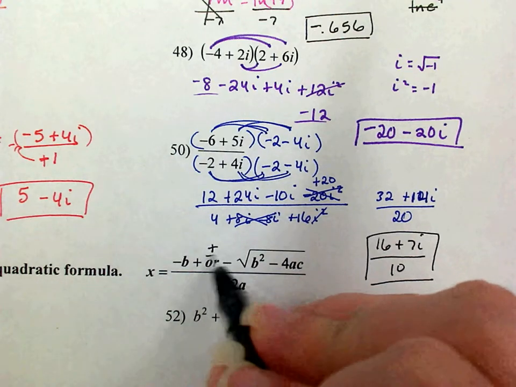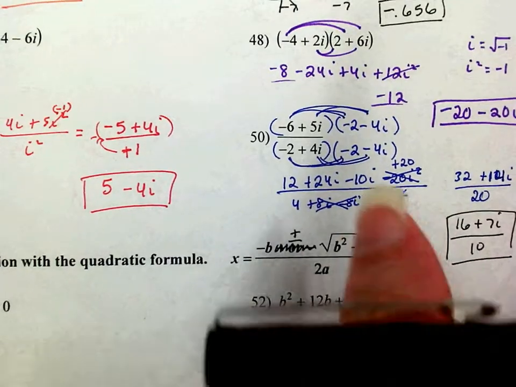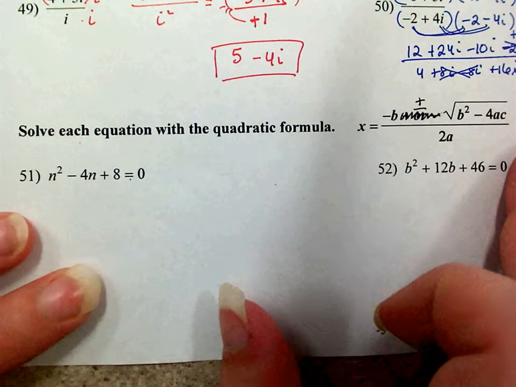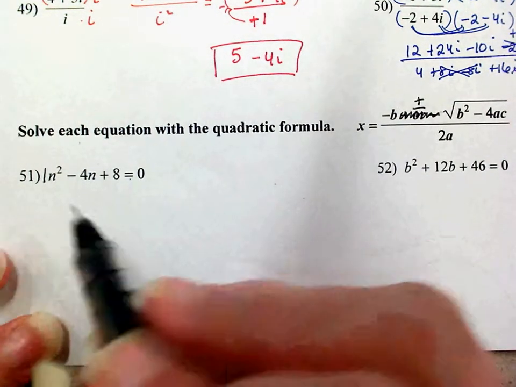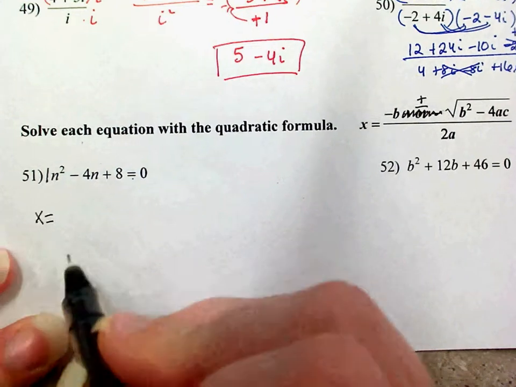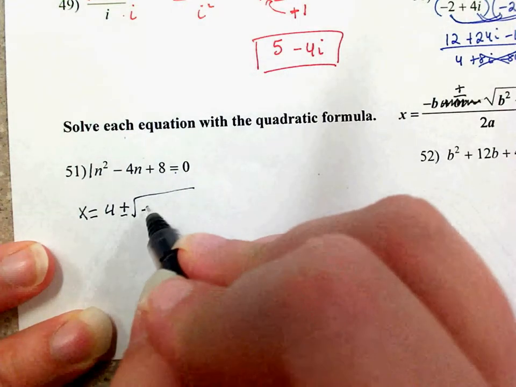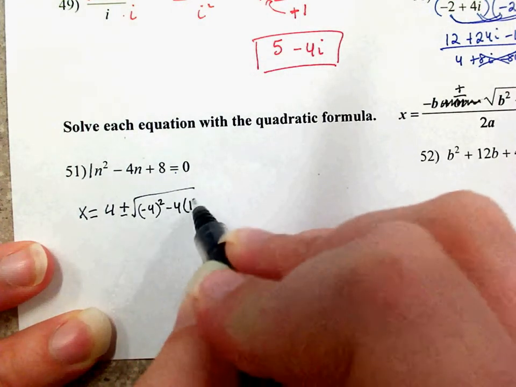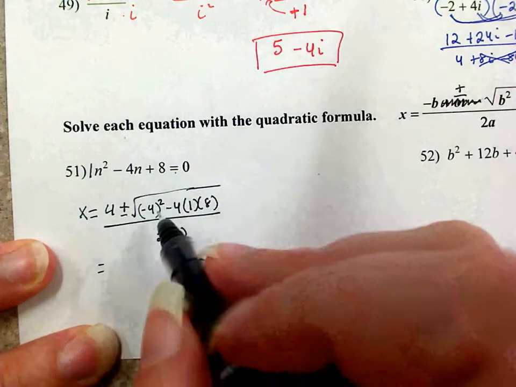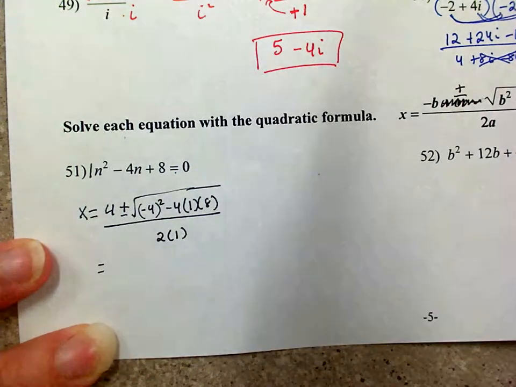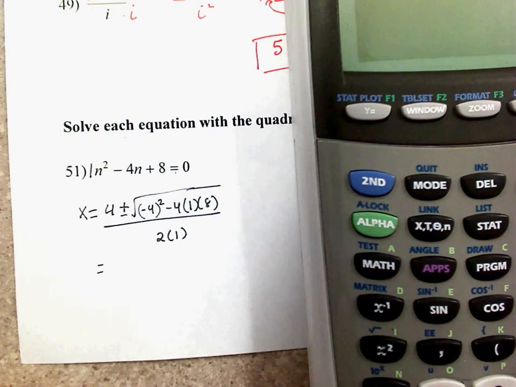Okay? So, last two problems. Solve with the quadratic formula. Remember, a is the number in front of the first term, b is the negative 4, and c is the 8. So, x equals opposite b, positive 4, plus or minus the square root of b squared, so negative 4 squared, minus 4 times a times c, 1 and 8, all over 2 times a. 4 squared is 16, but I do suggest you just type that in. 16 minus 32 is negative 16.